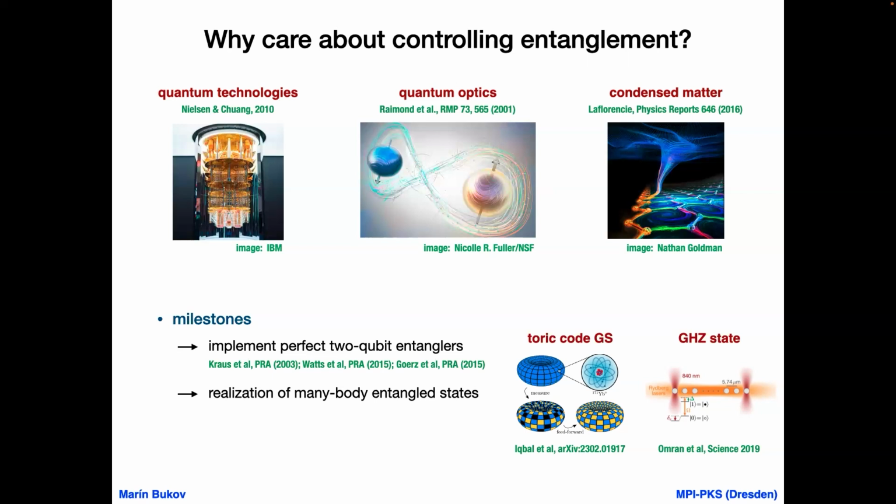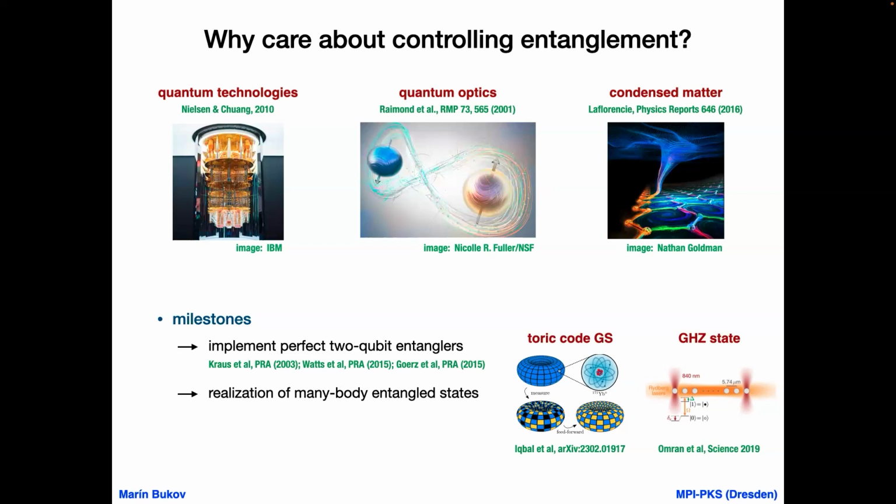And I want to emphasize that the toric code ground state was realized on a trapped ion quantum computer. This is, I think, Honeywell's experiment from a year ago. Whereas the GHZ state was realized in 2019 in the Lukin group at Harvard. So it's possible to realize states which have multi-body and many-body entanglement.